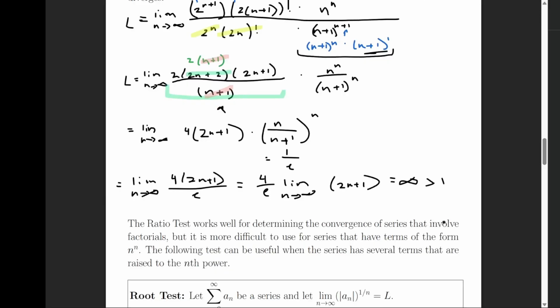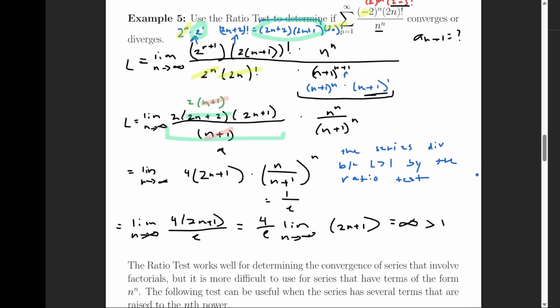So here we write, I'll write it in blue so you can see it. The series diverges because L is greater than 1 by the ratio test. Yep. Okay, well that makes sense.